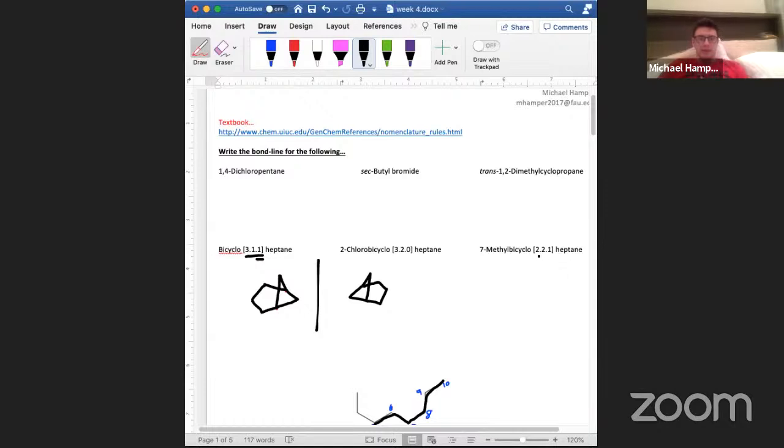How many carbons are on the bridge itself? The bridge itself is that last number, 1. That's what our last number tells us. That's why I preach looking at the bracket. The bracket will tell you a lot about your bicyclo. So how many are on the left or the right side? Start with 1, 2. And the other, yep, 2.